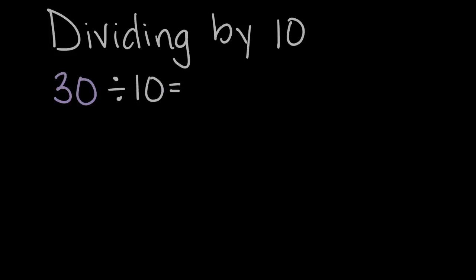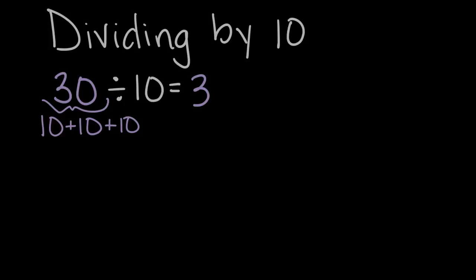One way to think about this is we're taking the number 30 and dividing it into groups of 10. So let's see how many groups of 10 it takes to make 30. One group of 10 is 10, so that's not enough. Plus a second group is 20. Plus a third group is 30. So 30 can be thought of as 10 plus 10 plus 10, or 3 groups of 10. So if we divide 30 by 10, divide 30 into groups of 10, we end up with 3 groups.